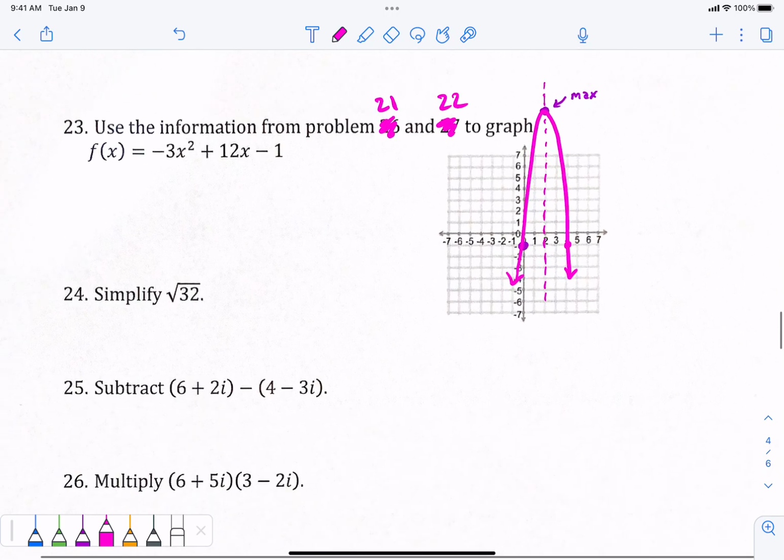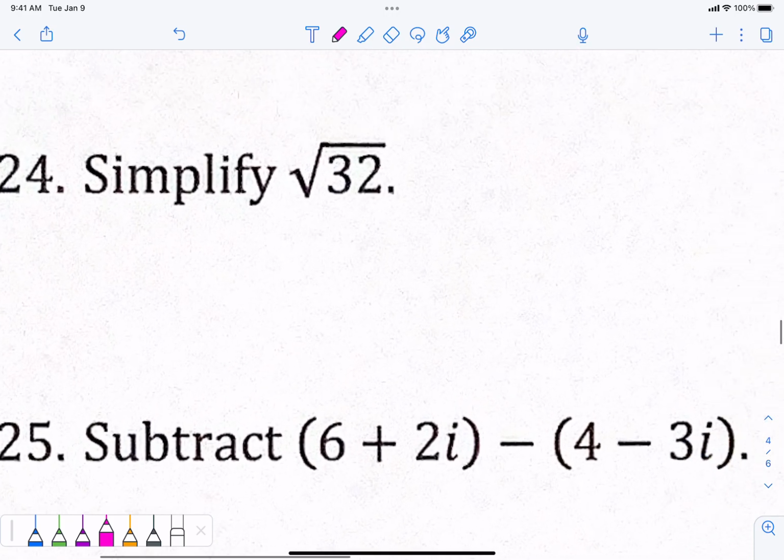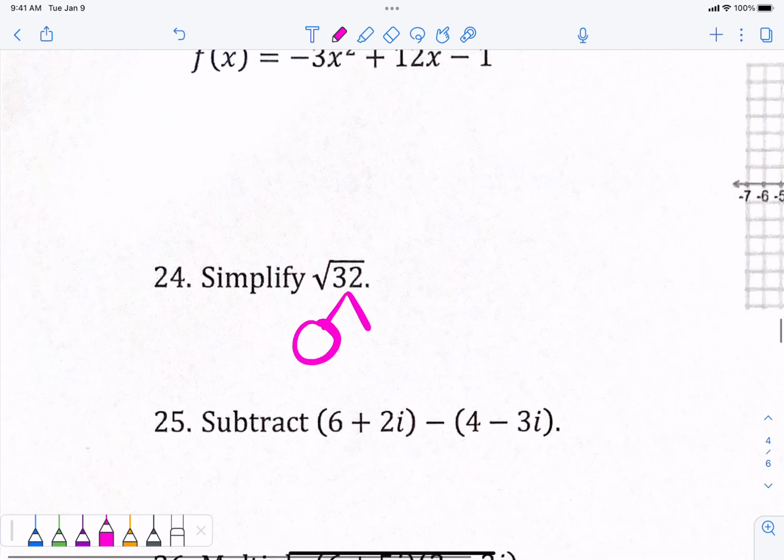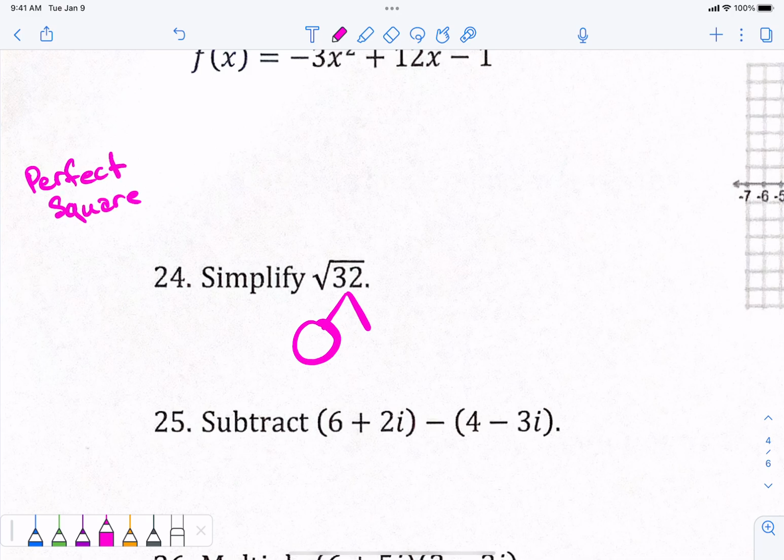Okay, all right. The square root of 32. When they say simplify, they don't want a decimal, okay? So we want to break 32 down into some numbers, right? And the numbers I'm looking for are the perfect squares, okay? Perfect squares. 32 does not come out good.